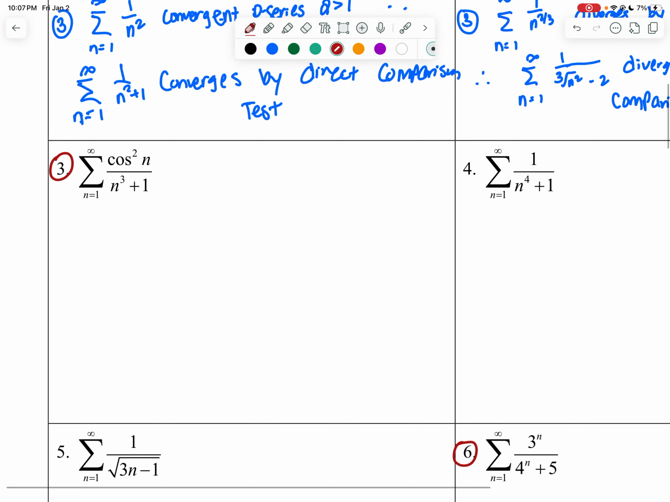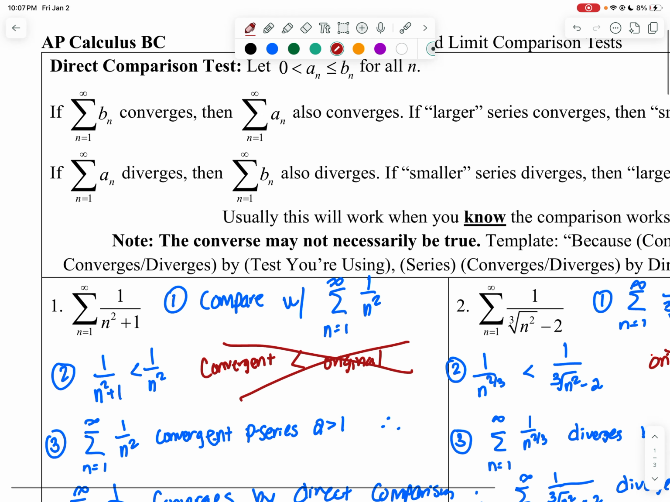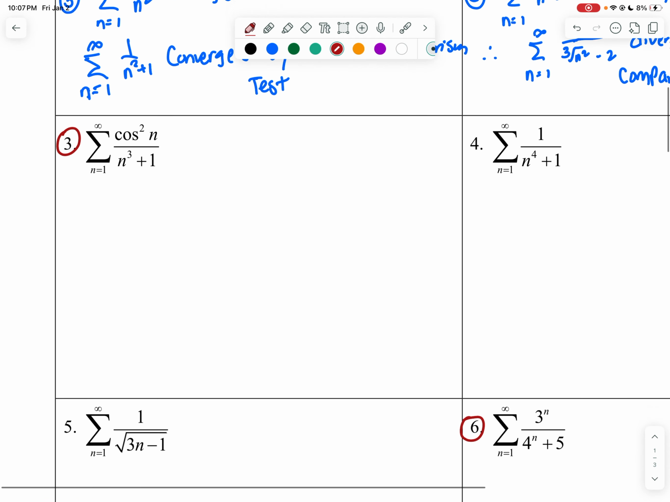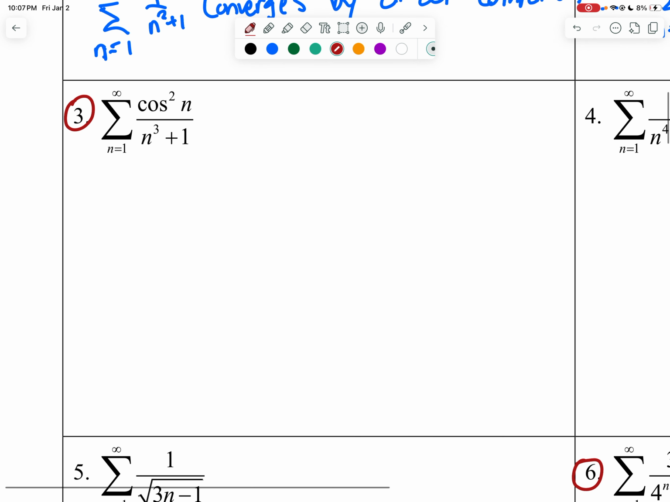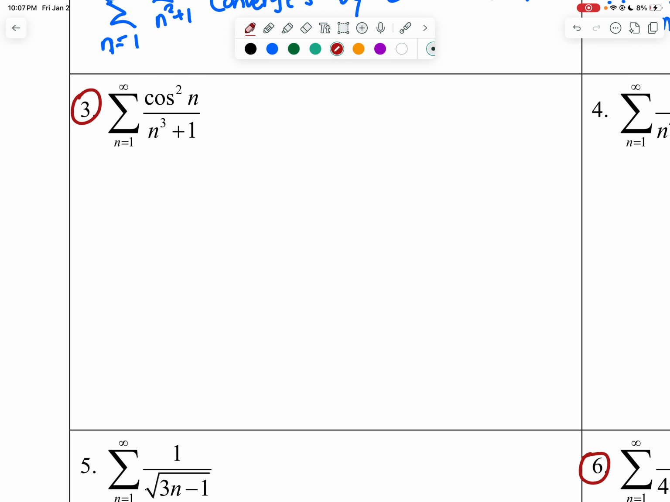Now, for direct comparison, it's not always going to be p-series, but these examples were kind of easy in terms of p-series. You'll see that number 6 is going to be geometric, but direct comparison probably 99% of the time works with p-series and geometric series.